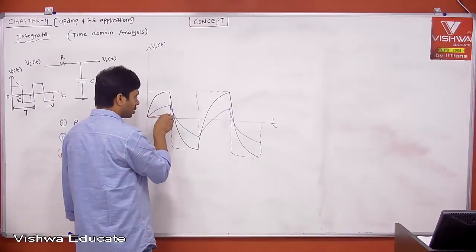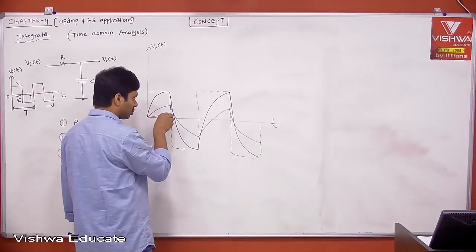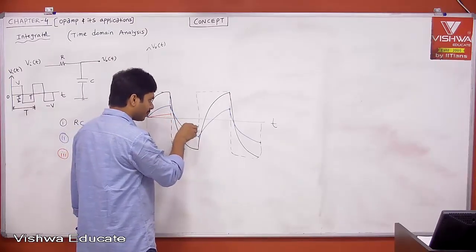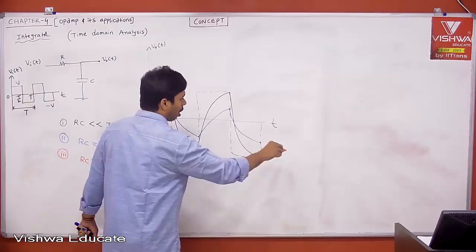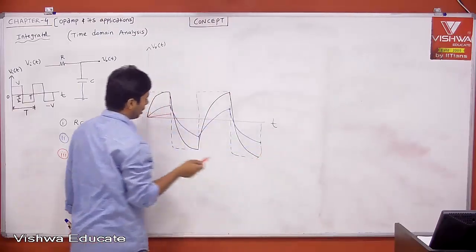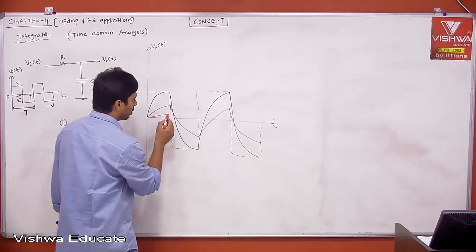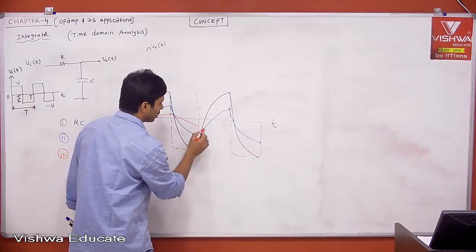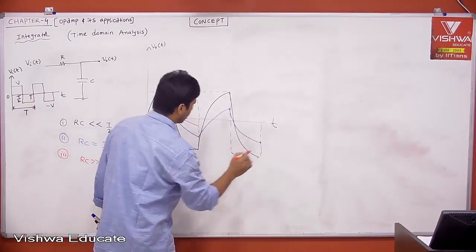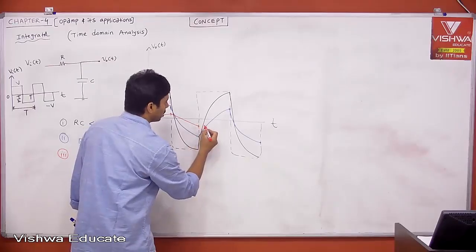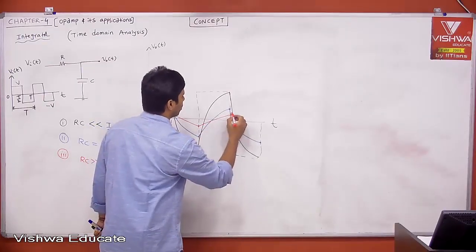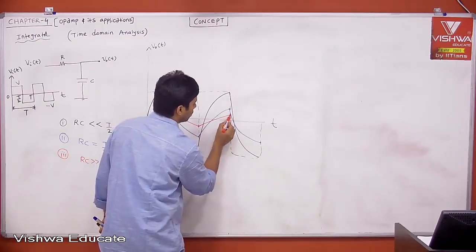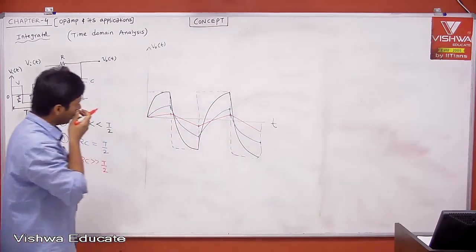Then your capacitor is trying to charge to what? From this point, this is the initial voltage of the capacitor. Then it is trying to charge to minus V. If you leave it for a long time, then it will reach minus V, but we are not leaving it, we are changing our input. Therefore let us say it is charging very slowly, non-linearly, but your input is changing suddenly. Here also it will take huge time to charge.